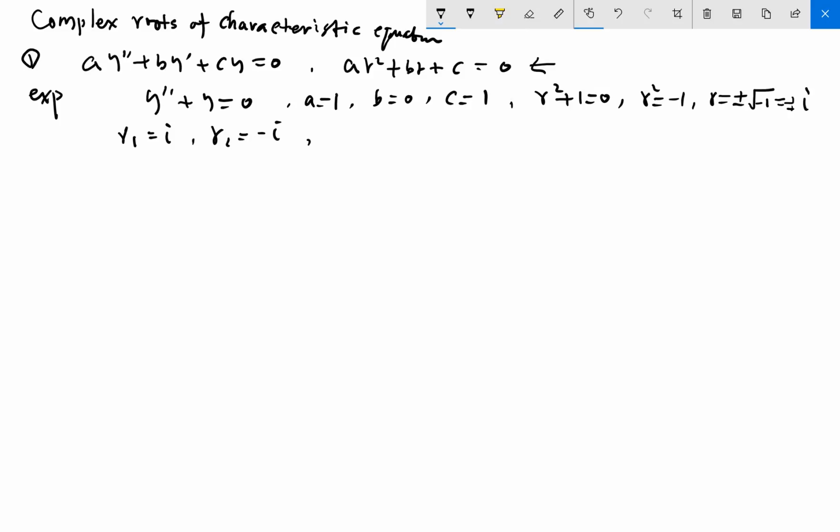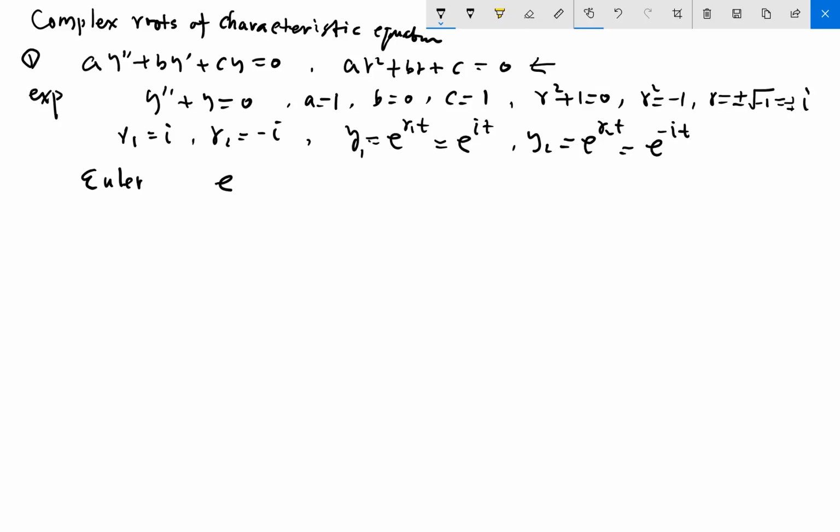By what we learned in the last section, y equals e to the r1 t is a solution, which is e to the it, and y2 is e to the r2 t, which is e to the negative it, is another solution. If you are happy with complex solutions, then we're done. However, we would rather have real solutions. To do that, we need to use something called Euler's formula.